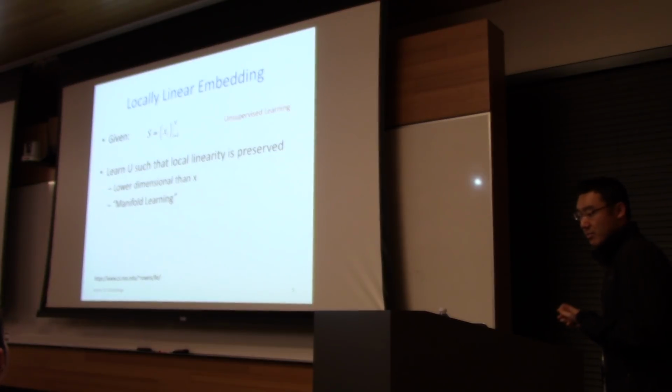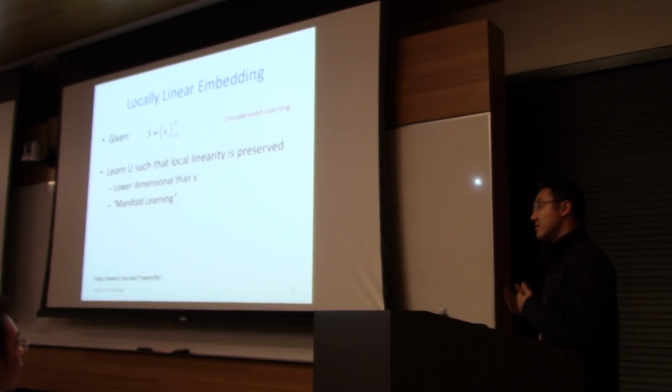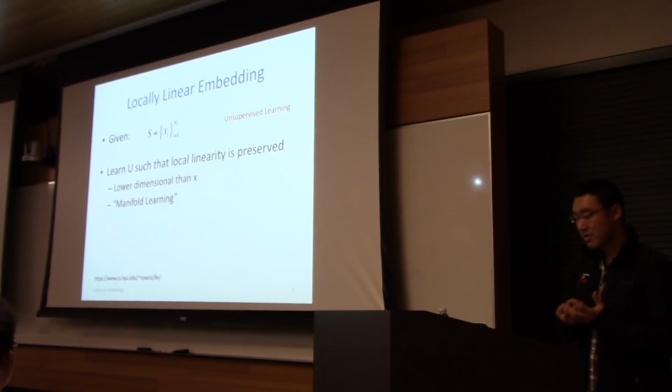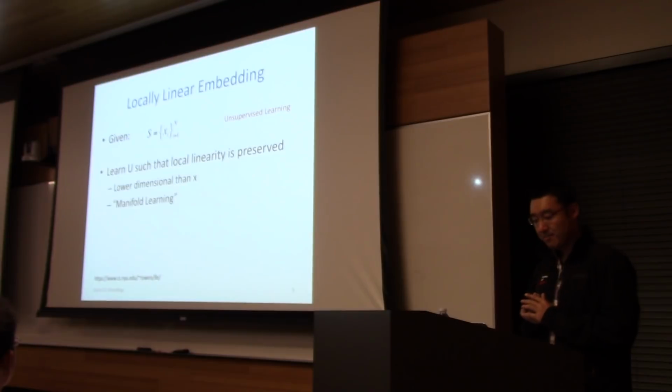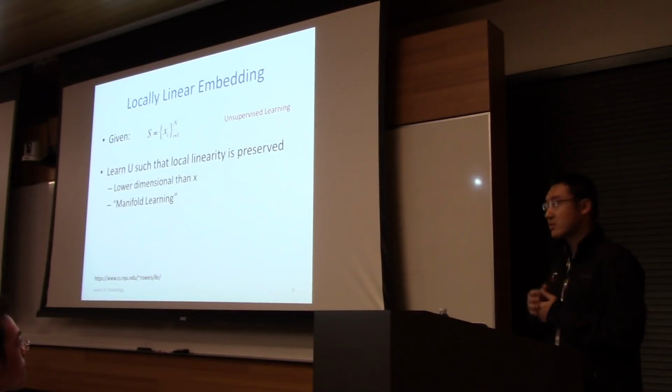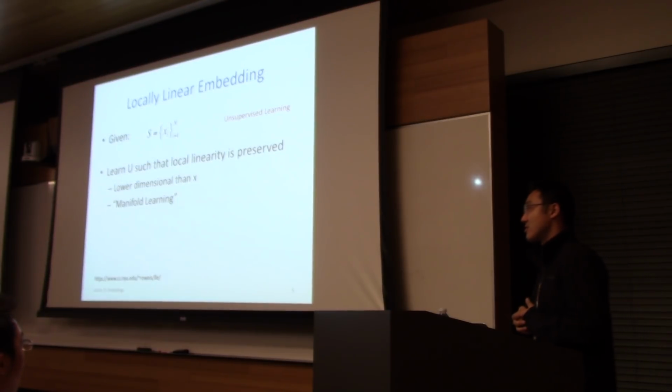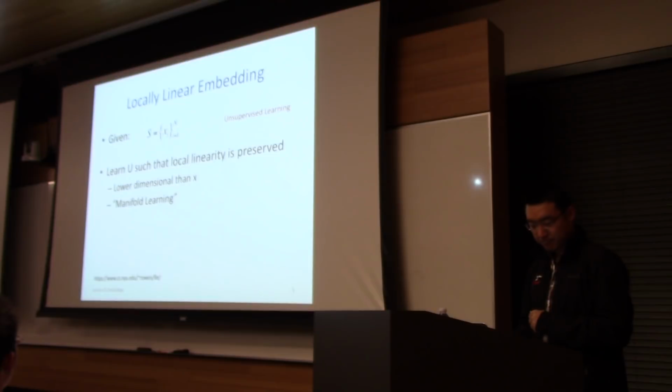So this U should have much lower dimensionality than any X. If X lives in a high-dimensional feature space, you want U to live in a much lower-dimensional feature space, but it preserves this property of local linearity, right? That's the idea. And you can think of this also as a version of what's called manifold learning. A lot of people refer to this type of learning task in the machine learning community also as manifold learning.